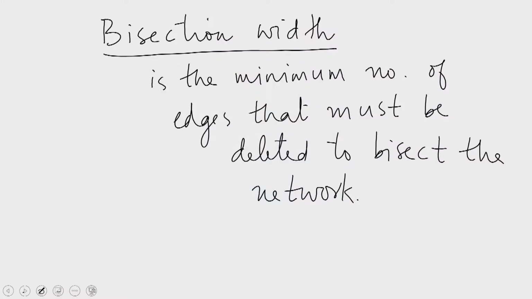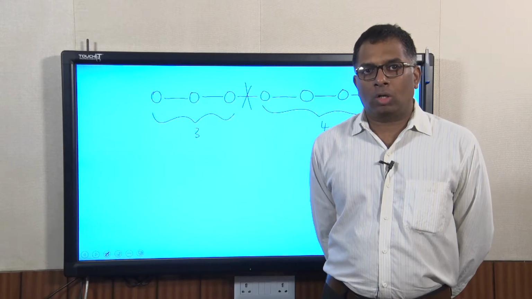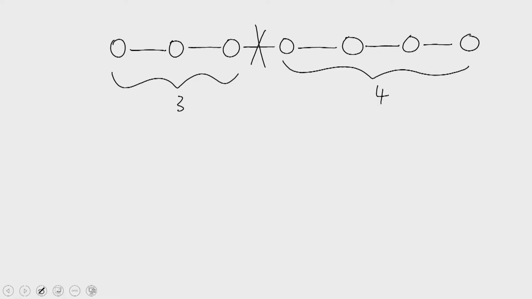For example, when we are given a linear array of size 7, let us say, there are 7 nodes here and there are 6 edges. If you remove this edge, the network is partitioned into approximately 2 equal halves. On this side now we have 3 vertices and on this side we have 4 vertices. So, this is as even as you can get in a network of odd size. So, in this case we say that the bisection width is 1.